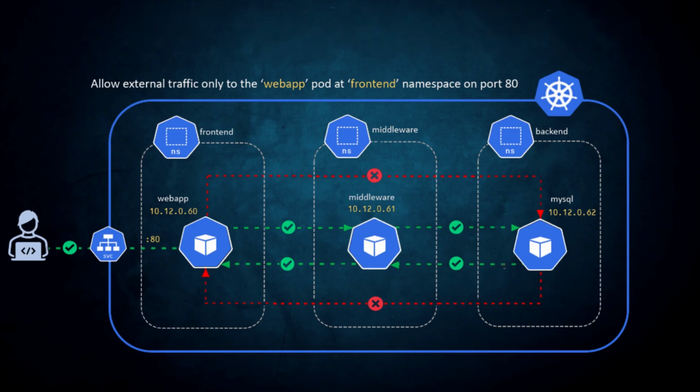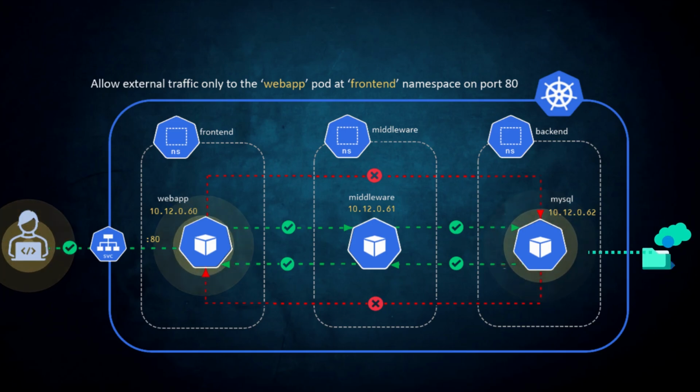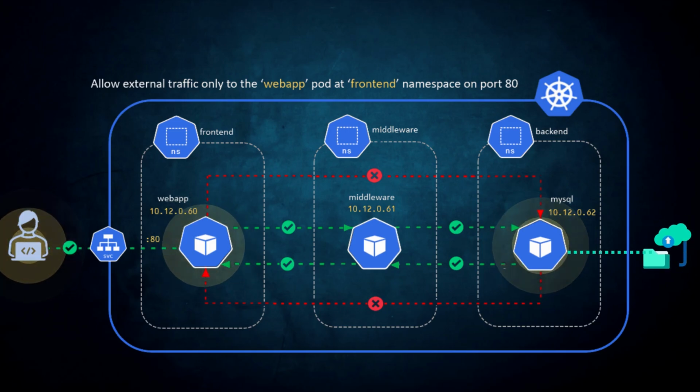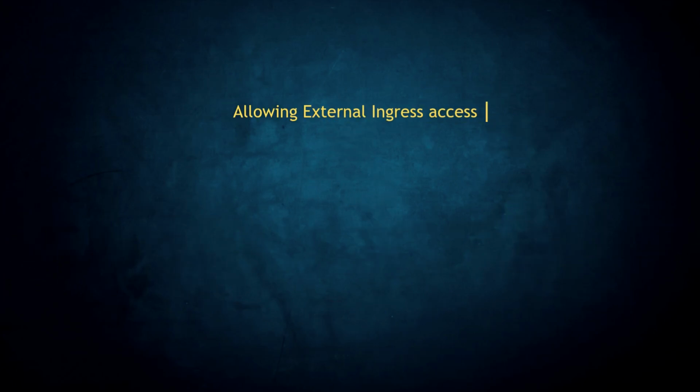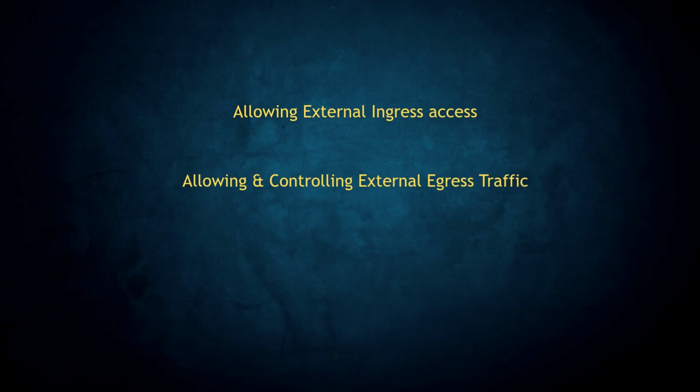By default, Kubernetes Network Policies let you control pod-to-pod communication inside your cluster. But what happens when an external user needs to reach your application, or when your backend application needs to call an external service like a public API? In this video, we are covering two essential network policy patterns. One is allowing external ingress access, which means how to open your application securely to public users, and the other is allowing and controlling external egress traffic. That means how to let your pods make outbound calls to external destinations without exposing your cluster.